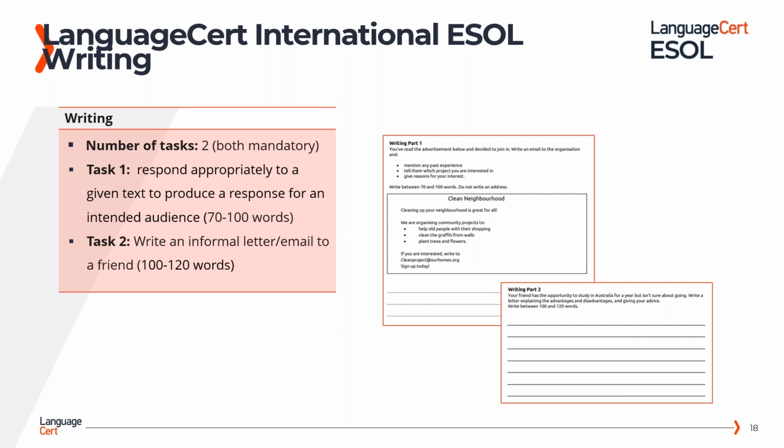The first task requires candidates to respond appropriately to a given text to produce a response for an intended audience. For example, candidates may be required to write a response letter, poster, diary, timetable, leaflet, etc. They need to write between 70 and 100 words. The second task asks them to write an informal letter or email to a friend and write between 100 and 120 words. You can see two examples here.